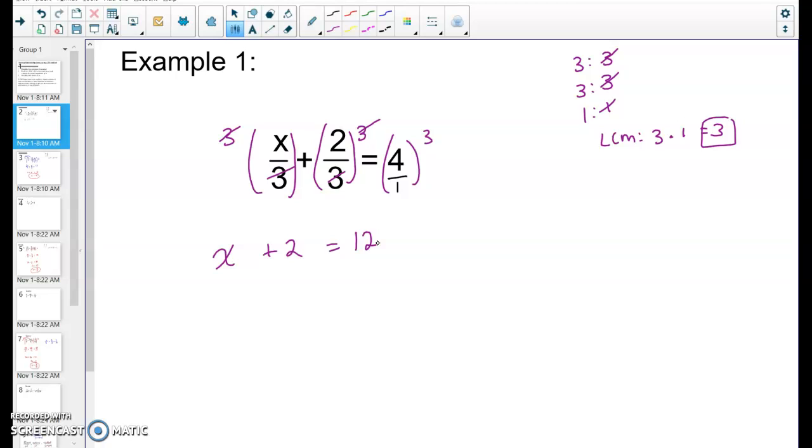Now that everything's on one line, you can go ahead and solve for x. We subtract 2 from both sides. X equals 10. All right, so we use this process when we're adding or subtracting. Notice that there were 2 fractions on this side of our equation, so you can't do the cross multiplying.